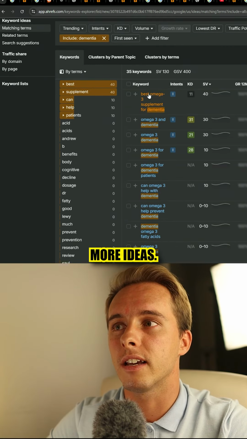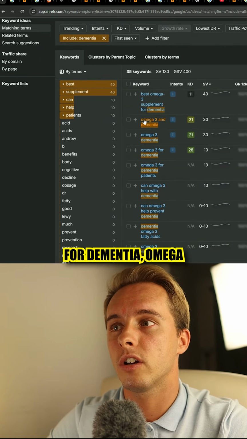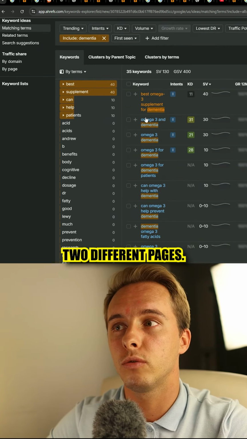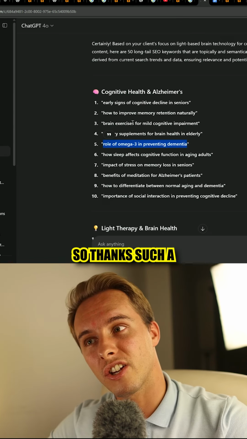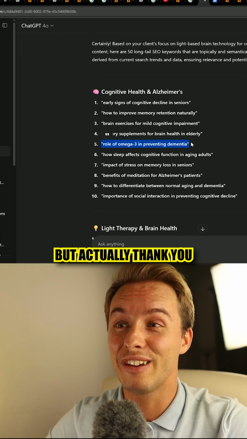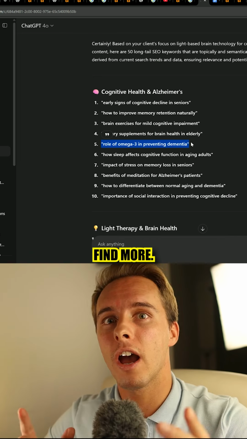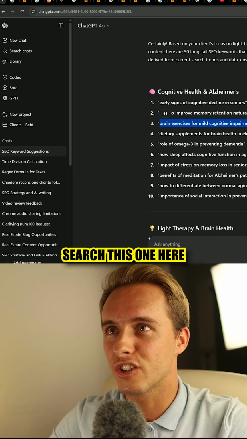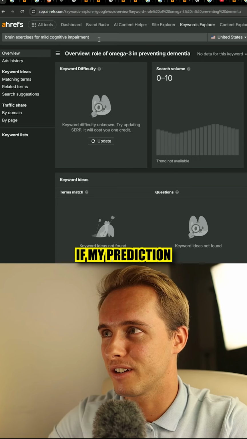But look at this, more ideas. Best omega-3 supplements for dementia, omega-3 and dementia. These are probably two different pages we could create. So thanks ChatGPT, you got it wrong. This is not a long tail search, but actually thank you because you made us find more long tail keywords. Sorry, let me just search this one here because now I'm curious if my prediction was correct.